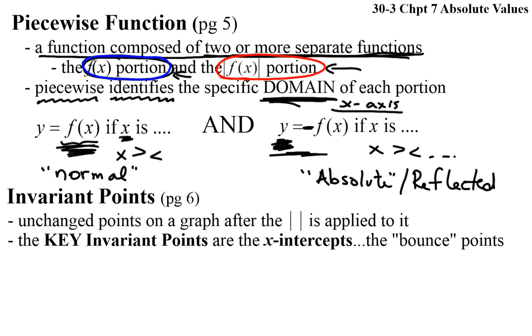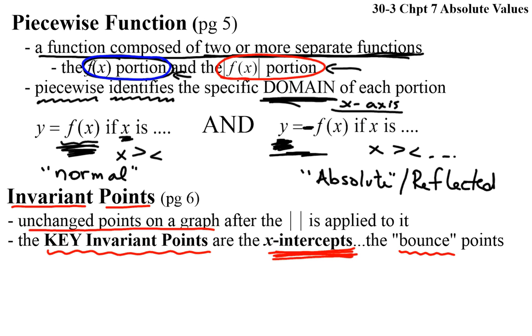Now the second part to this are what's referred to as invariant points. The invariant points are unchanged points on the graph. So it's what's the part that stayed normal. But the key invariant points are our x-intercepts. And the x-intercepts become very important because the x-intercepts are what I call the bounce points. They're the points where instead of going into the negative portion, it had to bounce to stay positive.